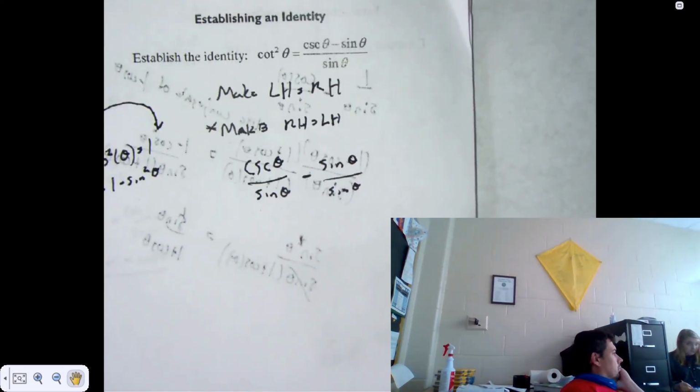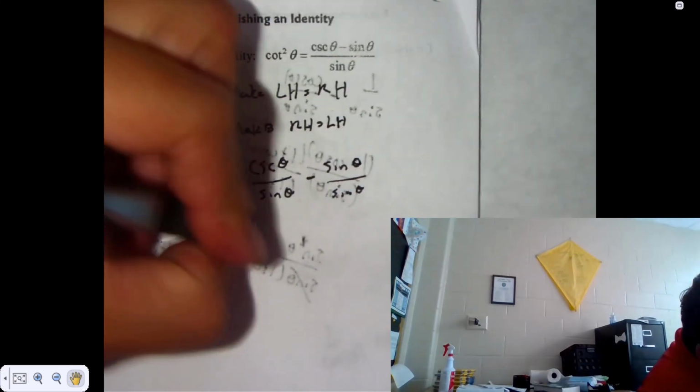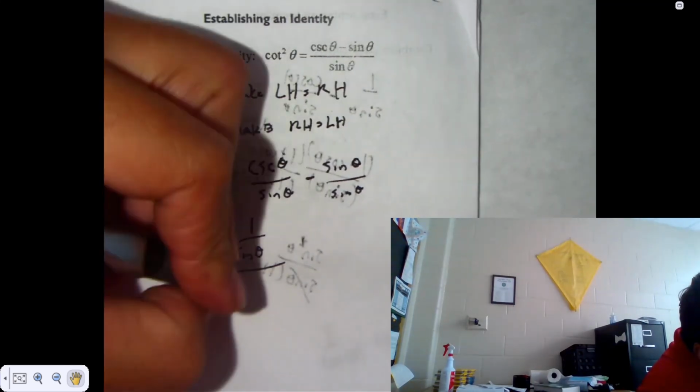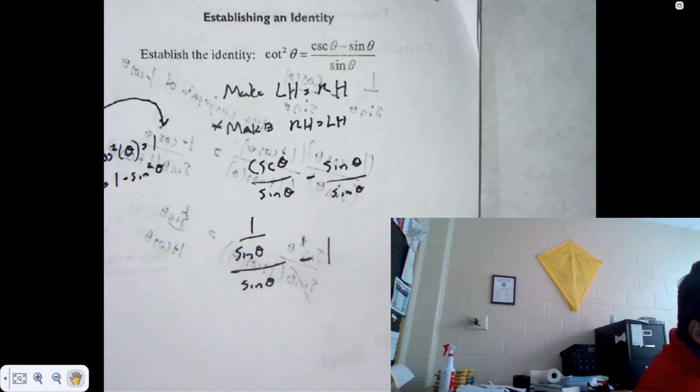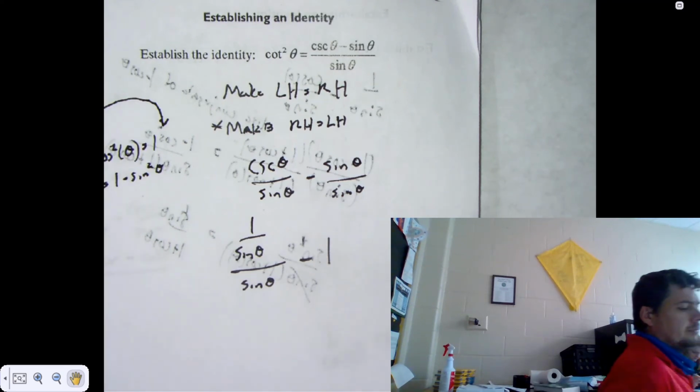Everybody have that? What's cosecant? 1 over sine. Cosecant is 1 over sine. I don't even know that I needed to modify that, to be honest with you. Supposed to get the cotangent? Yeah, I needed to do that.